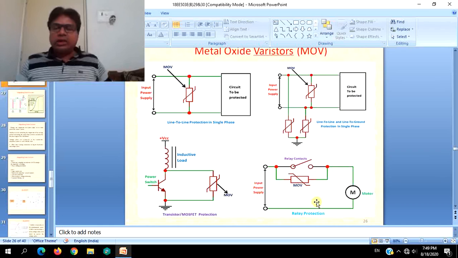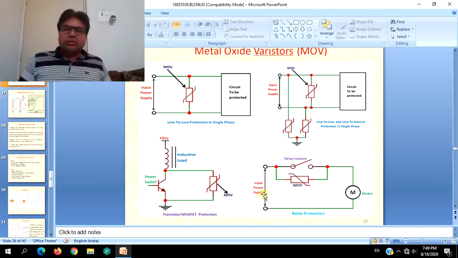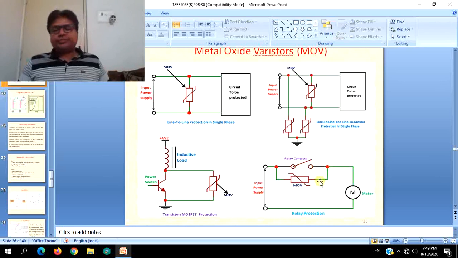Likewise, it is also connected over here in this case where a motor is connected to a given source via a relay, and the relay is normally closed.